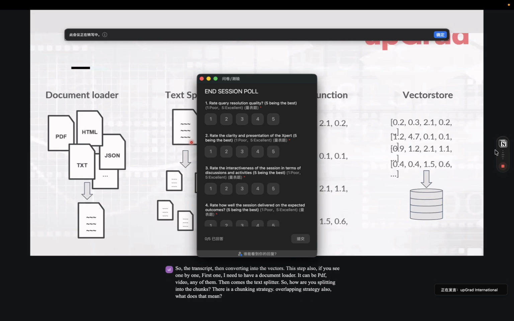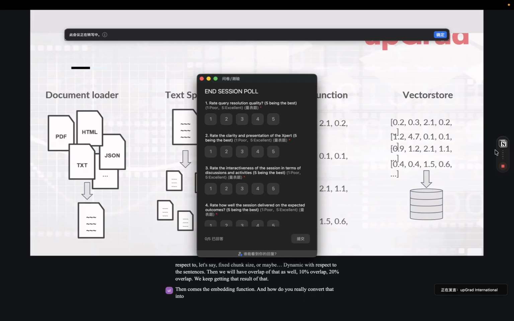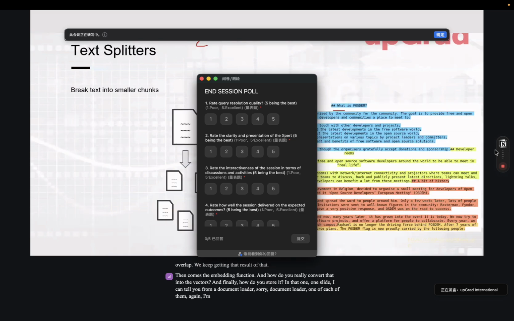What does that mean? You get some characters, let's say with a fixed chunk size, or maybe dynamic with respect to sentences. Then we will have overlap as well, 10% overlap, 20% overlap. We keep getting results from that. Then comes the embedding function, how you convert that into vectors, and finally, how you store it. In that one slide, I can tell you about each of them, from the document loader onward. Again, I'm double clicking.